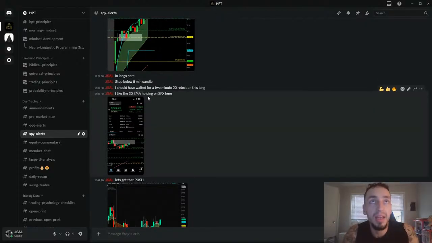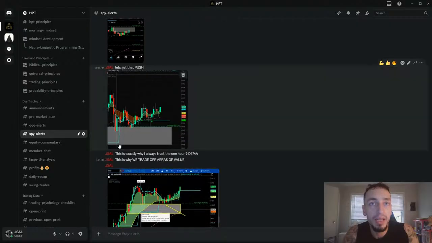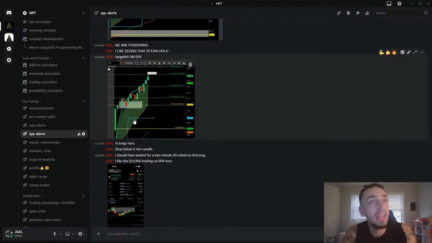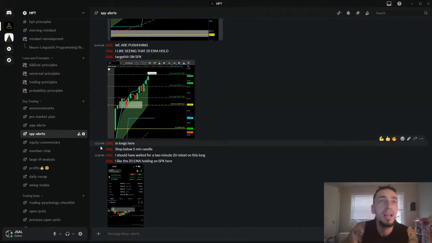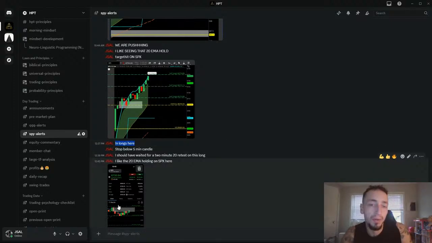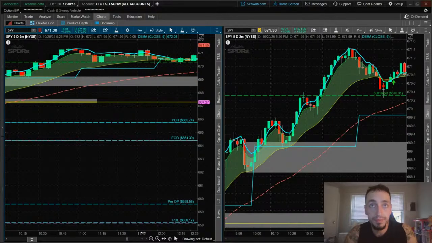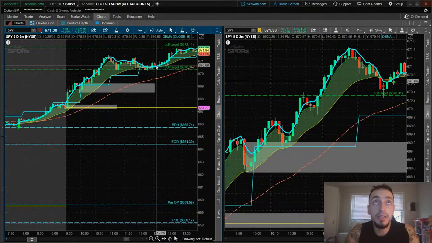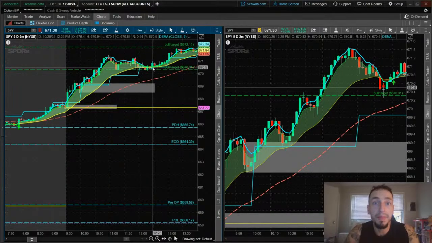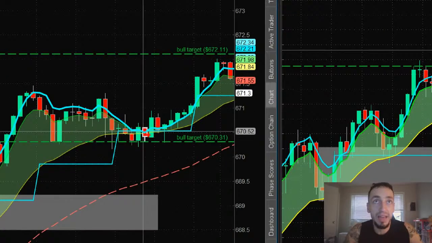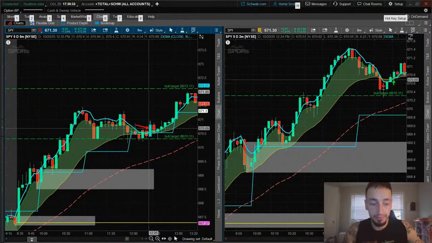I'm holding. Where did I get out of this thing? Hold up. Okay, so right here, this is when I get out on SPX, and then second trade at 12:27 p.m. I'm in longs, stop below the 5-minute candle. So 12:27 for trade number two. Right here, bam, this candle. Let me highlight that here. So once again, I'm entering into the market long on this candle right here.